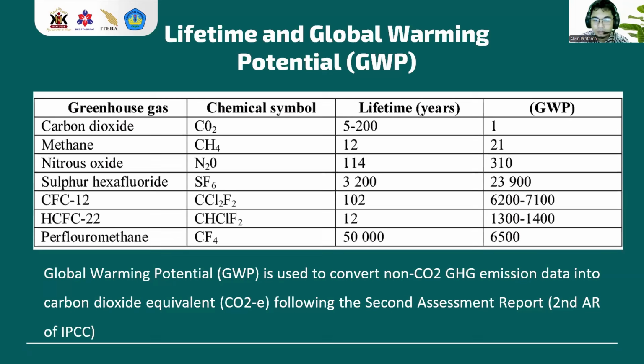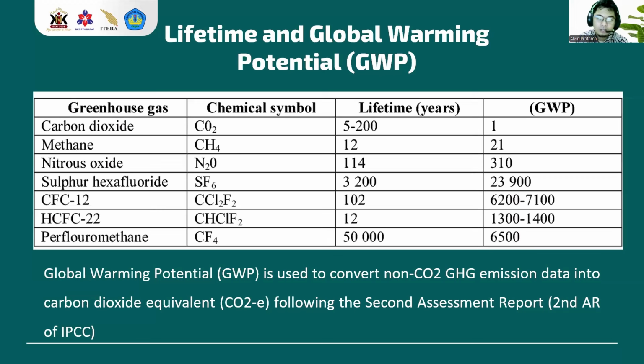Now, if you look at the table, we can see that some gases, even in small amounts, have a much higher warming effect than carbon dioxide. For example, methane has a GWP of 21 and a lifetime of about 12 years. This means that 1 ton of methane has the same warming effect as 21 tons of carbon dioxide. Nitrous oxide is even more powerful, with a GWP of 310 and a much longer lifetime of 114 years.